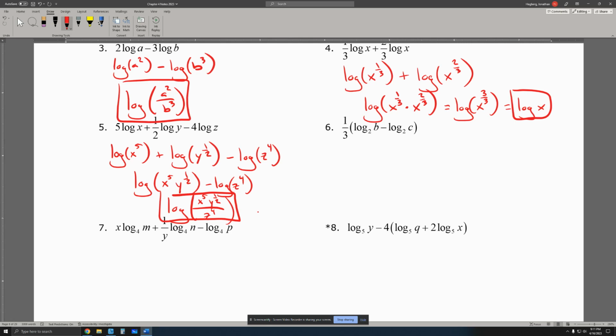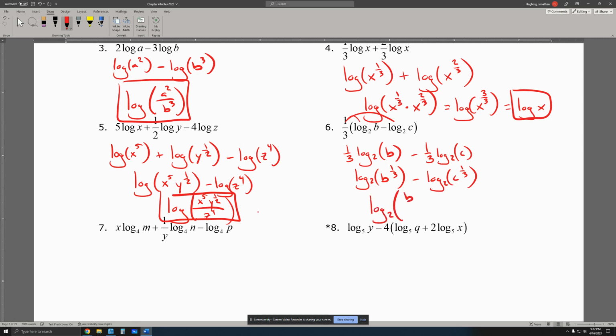Number 6, I'm going to first start by distributing this into the grouping here. So we have 1/3 log base 2 of b minus 1/3 log base 2 of c. Now we have our power rule, log base 2 of b to the 1/3 minus log base 2 of c to the 1/3. So now we have a quotient rule. We have log base 2 of b to the 1/3 over c to the 1/3.